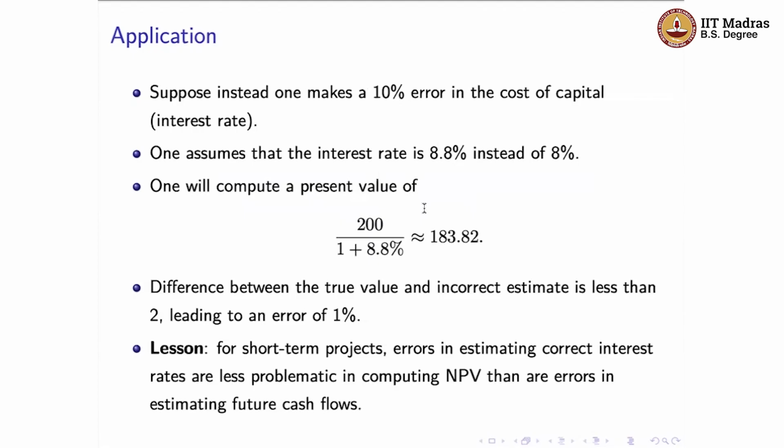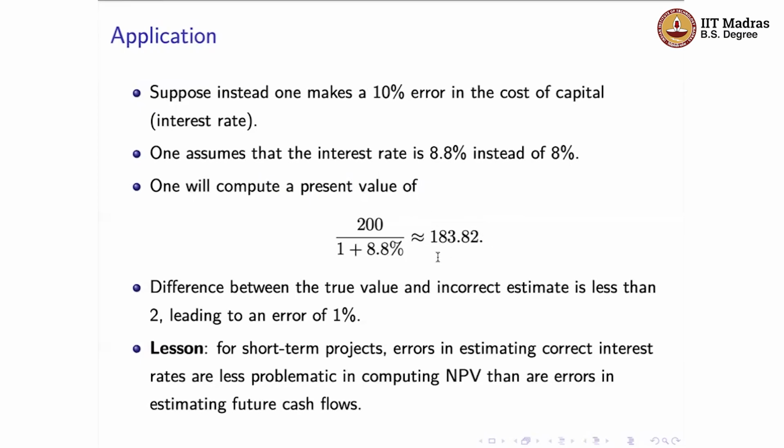Okay. What would have been the case if instead of being off by 10% about the cash flow, you were actually off by 10% about the cost of capital? So suppose that instead of the 8%, which is the correct interest rate, you thought that the interest rate that you should discount by is 8.8%. Okay. Now, if you do the calculation, then your incorrect measure of present value is 200 divided by 1 plus 8.8%. And that's approximately equal to 183.82.